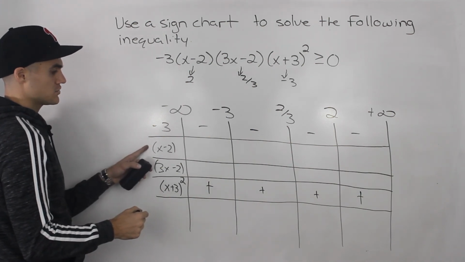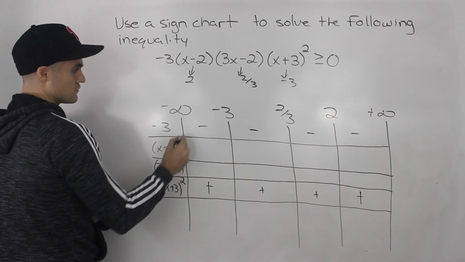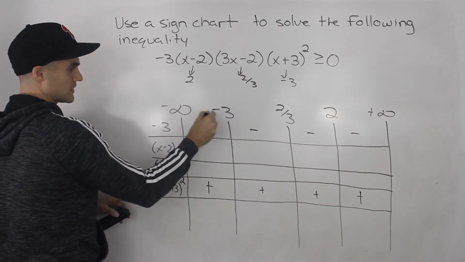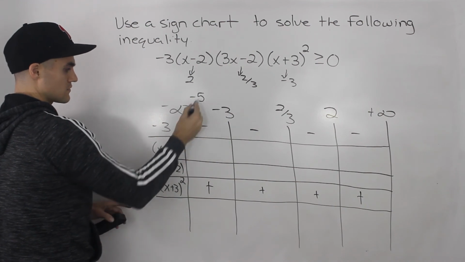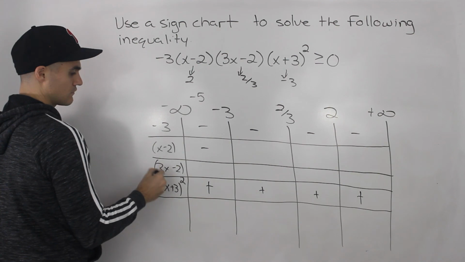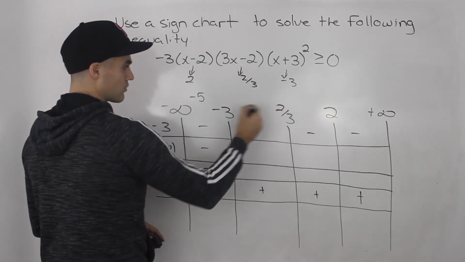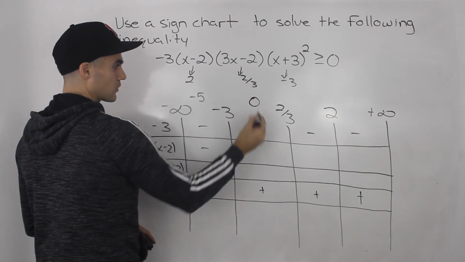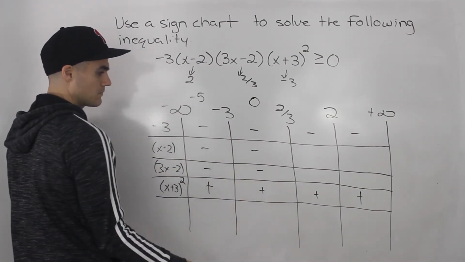So x minus 2, what we're going to have to do is for these two factors, we're going to have to plug in a value between negative 3 and negative infinity, so like negative 5. If we plug in negative 5 for x minus 2, we get negative 7, that's a negative number. Plug in negative 5 here, that's a negative number as well. Between 2 over 3 and negative 3, an easy value to work with is 0. Plugging in 0 here, negative number, negative number.